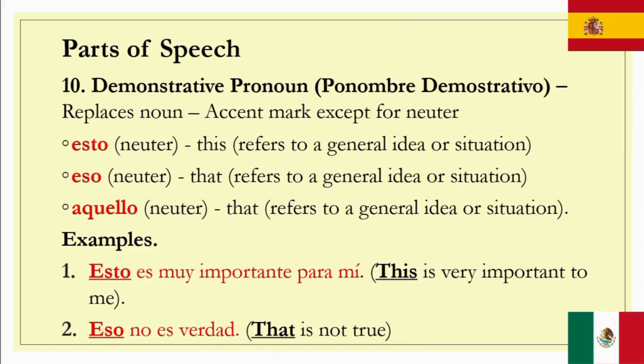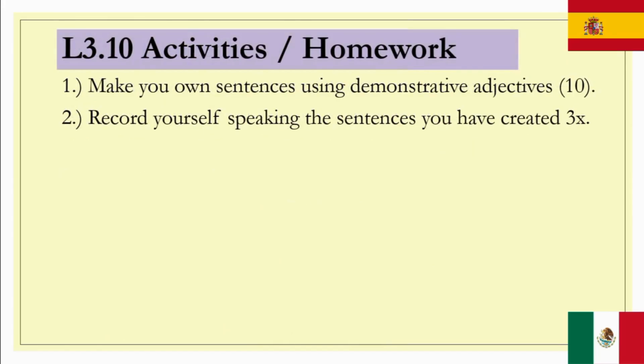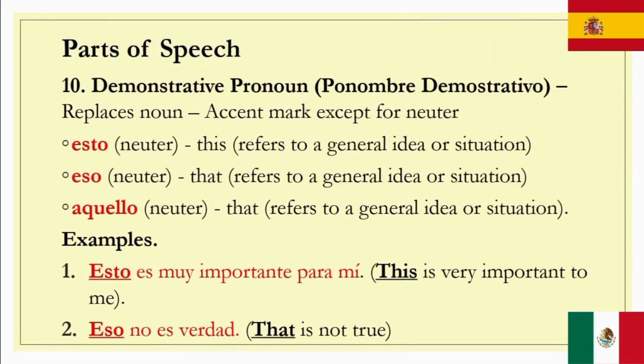Second example, that is not true. Another sentence that doesn't explicitly state what kind of gender it is. So we use eso. Eso no es verdad. So just use these demonstrative words most of the time in order to familiarize yourself and master them.